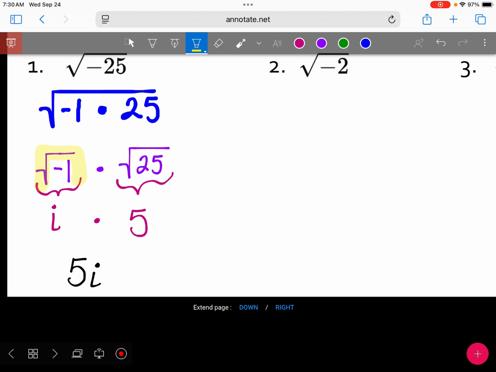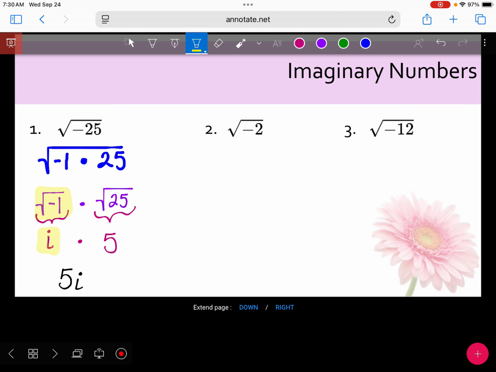So this is that important new piece, that our square root of -1 is what we call i. Typically when we're writing out these imaginary numbers, which is what this is called, we want to have the number and then the letter. If we have anything left in the radical, it's going to be number, letter, radical, in that order. I'll show you what I mean here in a second. So let's look at number 2.